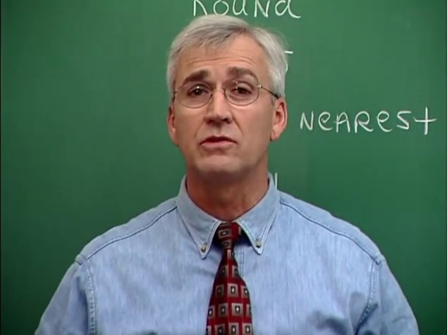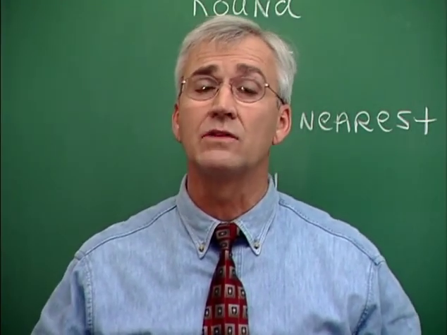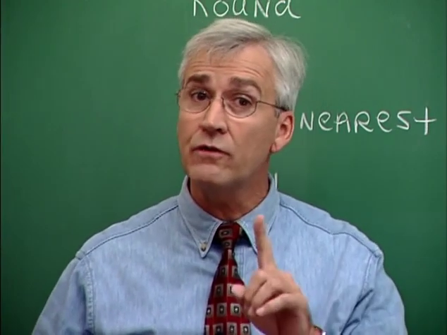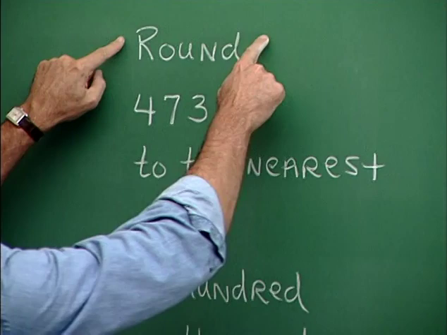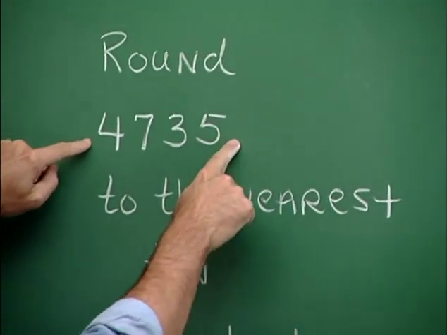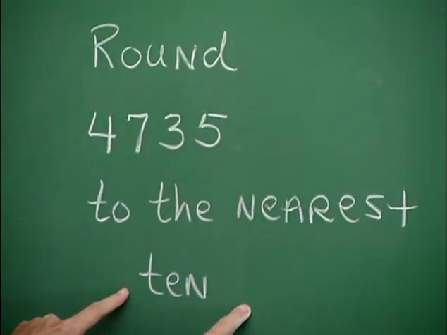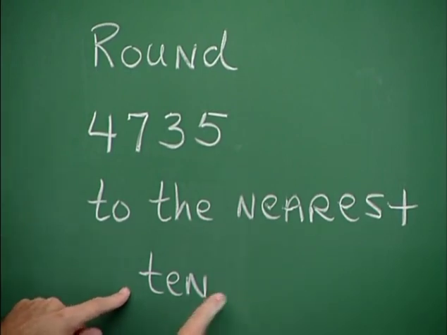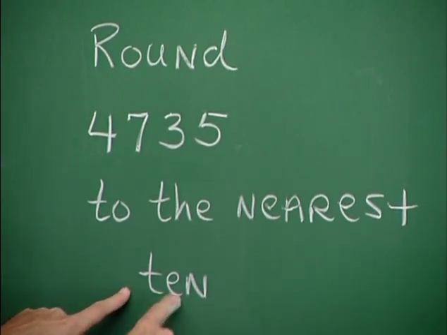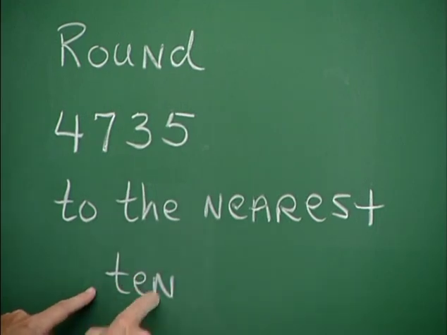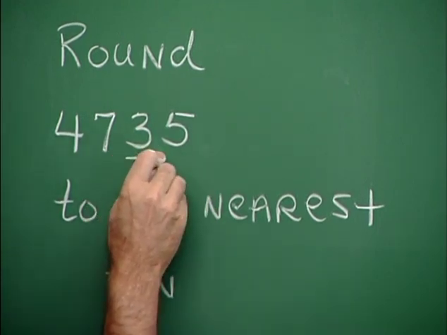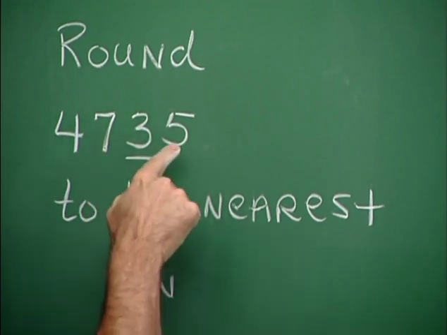Rounding decimal numbers is handled in much the same way as rounding whole numbers. Let's review the process of rounding whole numbers and then we'll jump into decimals. Suppose we want to round 4,735 to the nearest 10. Now remember, in that process we identify the tens digit and we look at the digit just to the right of the tens digit.